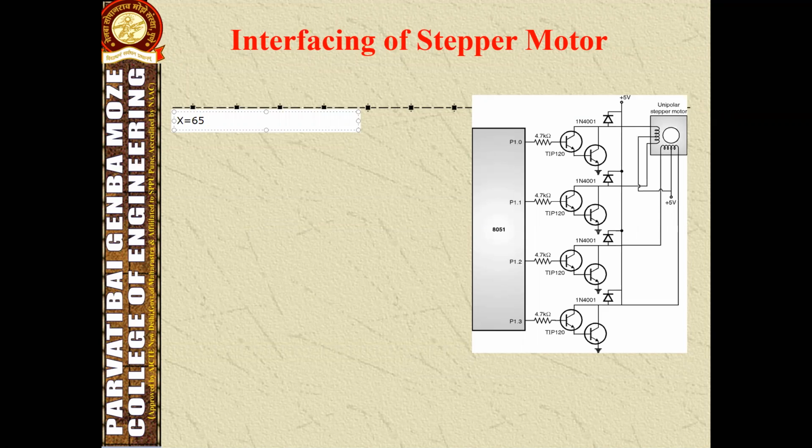The second condition is we have to make the motor rotate in which direction? In the clockwise direction. So what do we have to do to rotate the motor clockwise? First we have to convert this 65 value into binary form. Let's see what will happen. Here 6 is nothing but 1, 0, 1, 0. 6.